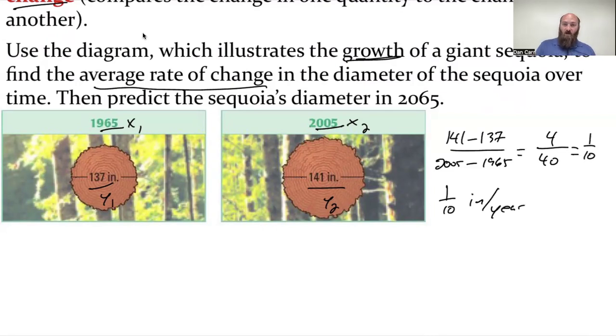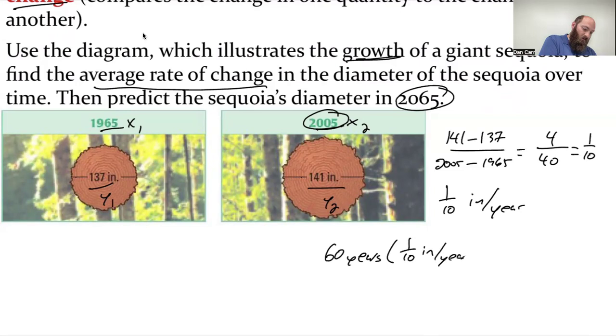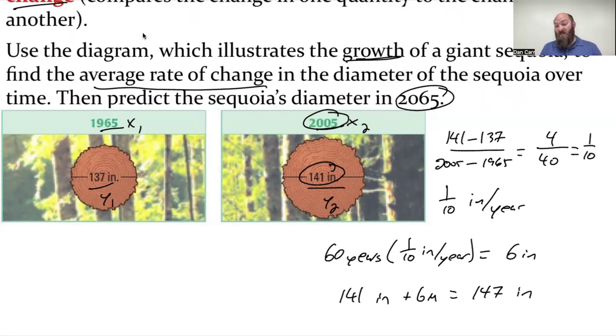So we can use that information to make our prediction for the year 2065. We know that that is 60 more years than 2005. So if we take 60 years multiplied by 1/10 inch per year, that should come out to a 6-inch difference from 2005 to 2065. Because we know that's 141 inches here, let's take that 141 inches and add the 6 inches now to get to a prediction of 147 inches in the year 2065.